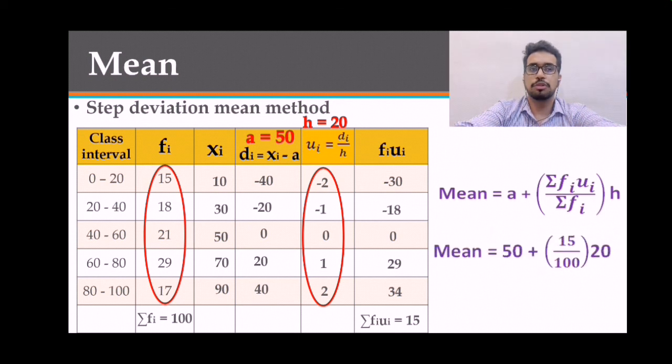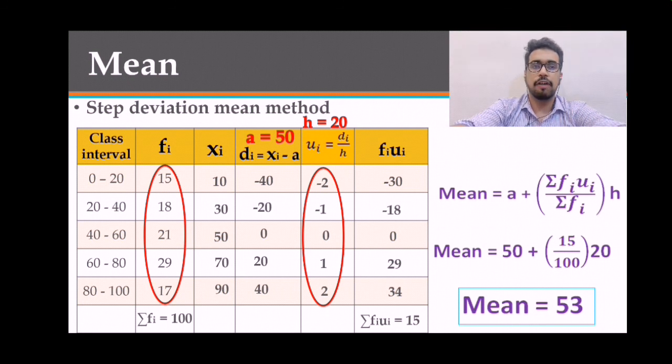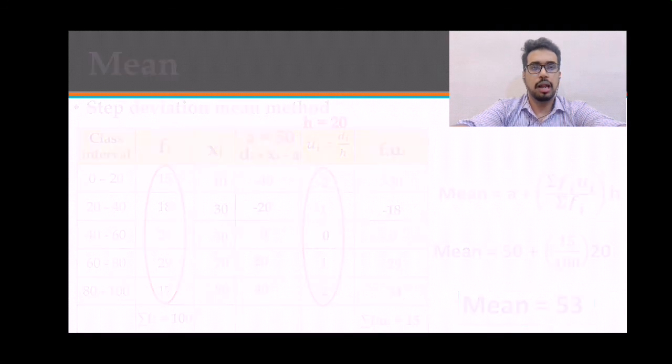On substituting the values, I get mean as 53 again. So here I observe that the value of mean is 53 in all the three cases. So I can say that irrespective of the method that we use to find the mean, the answer would still remain the same.